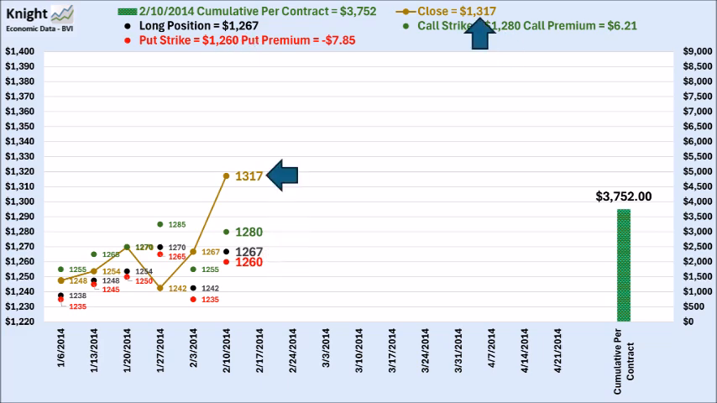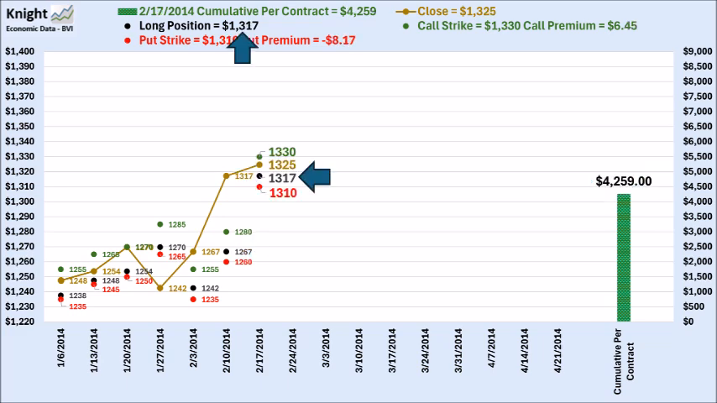At expiration, the market settled at $13.17. Our $12.67 long position is called away at $12.80, netting us $1,081 on the week, bringing the cumulative net profit per unit up to $3,752. We established a new long position at $13.17, and laid down our 1-week collar.